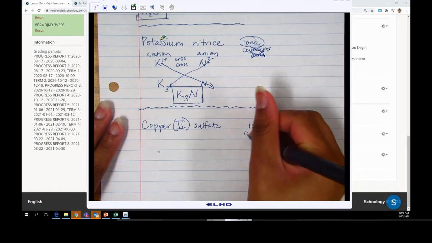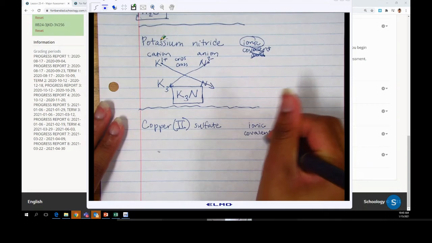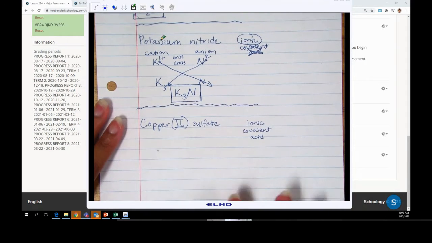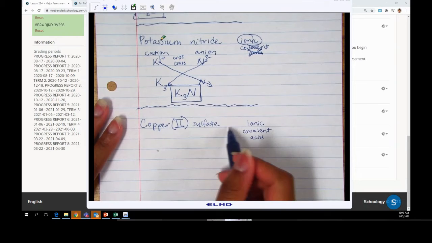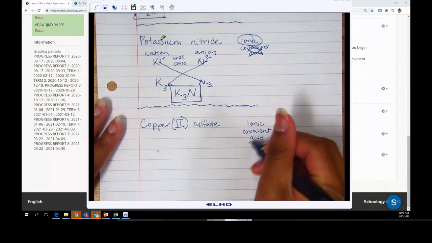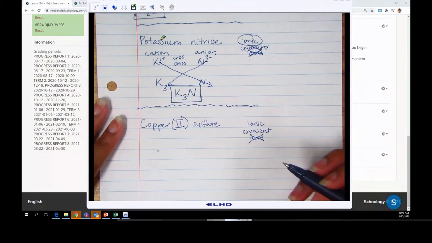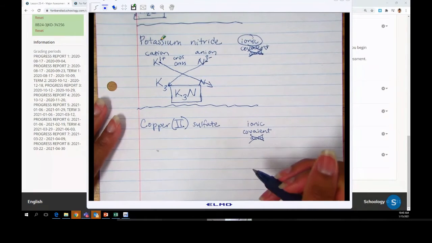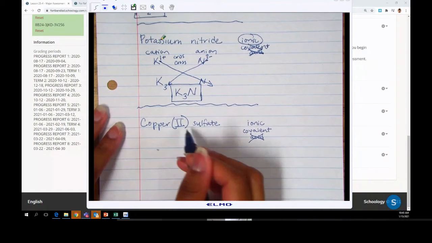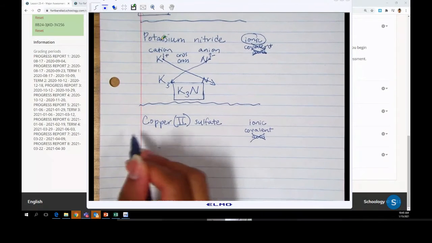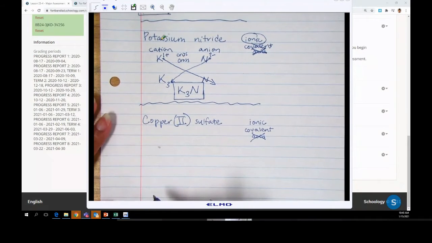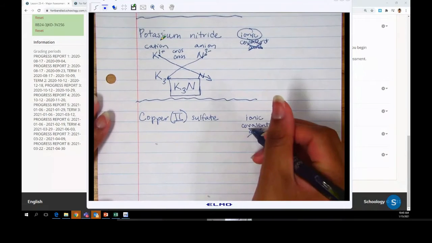Is it ionic, covalent, or an acid? Once again, I don't see acid after the name of this compound, so this is not an acid. And I also don't see any Greek prefixes, right? No di, tri, penta, deca, anything like that. So this is not covalent either.